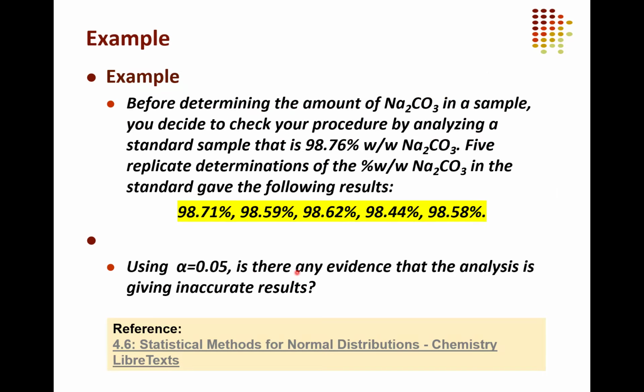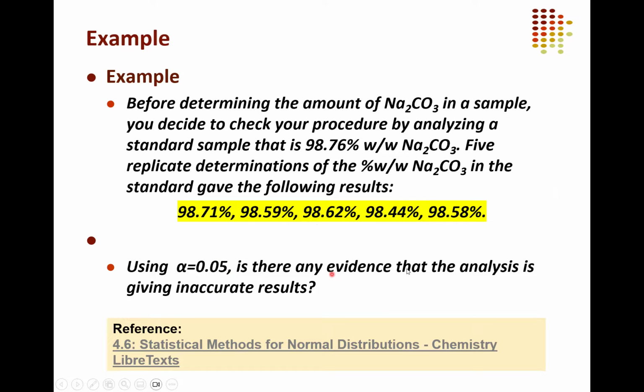So here is the first example, adopted from Professor David Harvey's lecture notes. The statement says, before determining the amount of sodium carbonate in a sample, you decide to check your procedure by analyzing a standard sample that is 98.76% weight by weight sodium carbonate. 5 replicate determinations of percent weight by weight sodium carbonate in the standard gave the following results. So we have 5 numerical values.